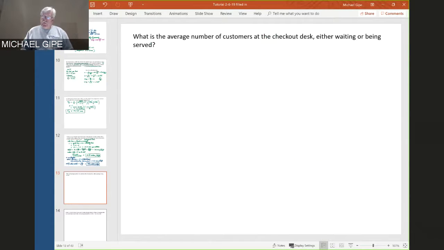Okay, what's the average number of customers at the checkout desk, either waiting or being served? Now, this is similar to the previous problem where we had to look at the queue time plus the processing time. And it's the number of customers. So we're not looking at the time, but the number of customers. So how do we figure that out?